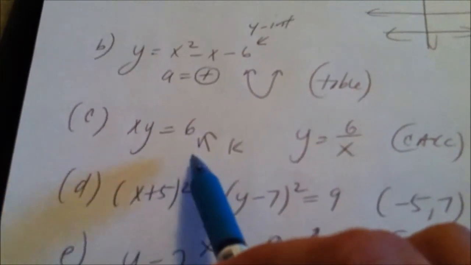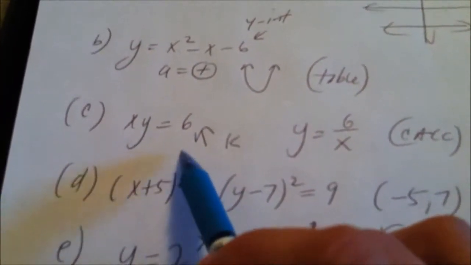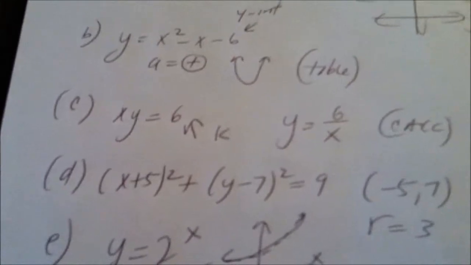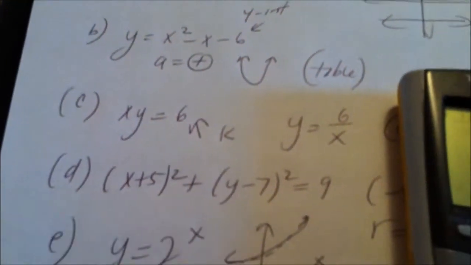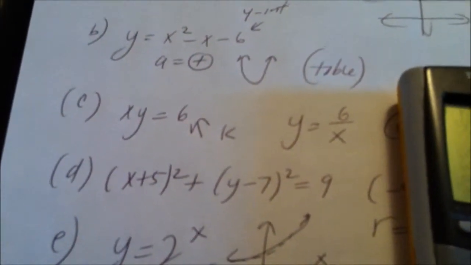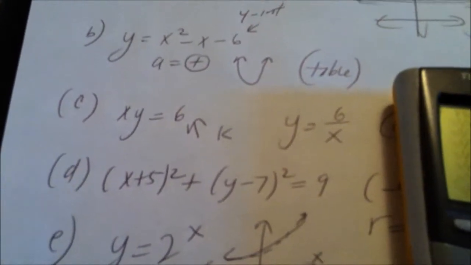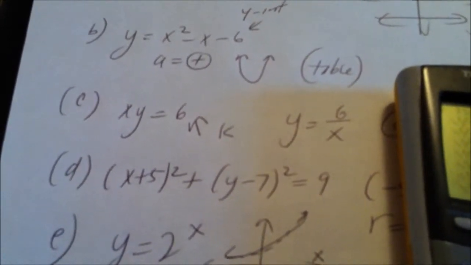Part C was inverse variation, inversely proportional. This is going to look like a hyperbola. So what I did was I got the y by itself. So I want to show you a little looky-see of what this graph is going to look like.